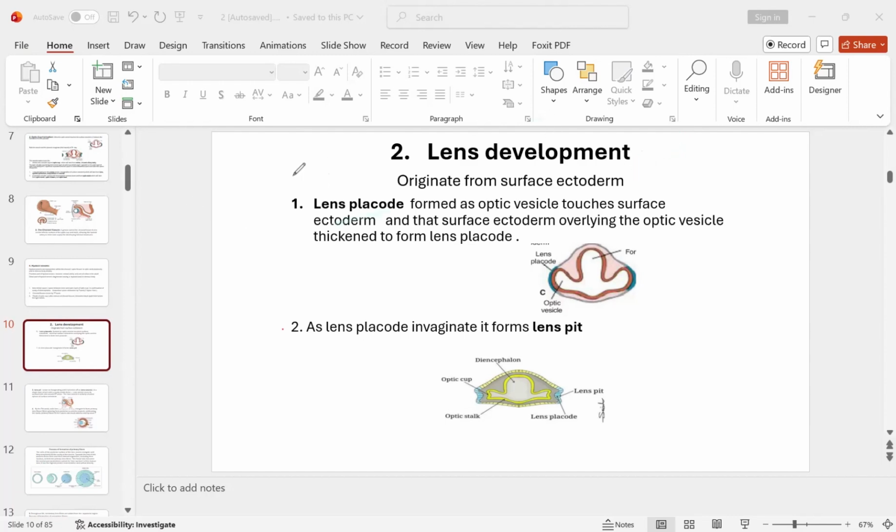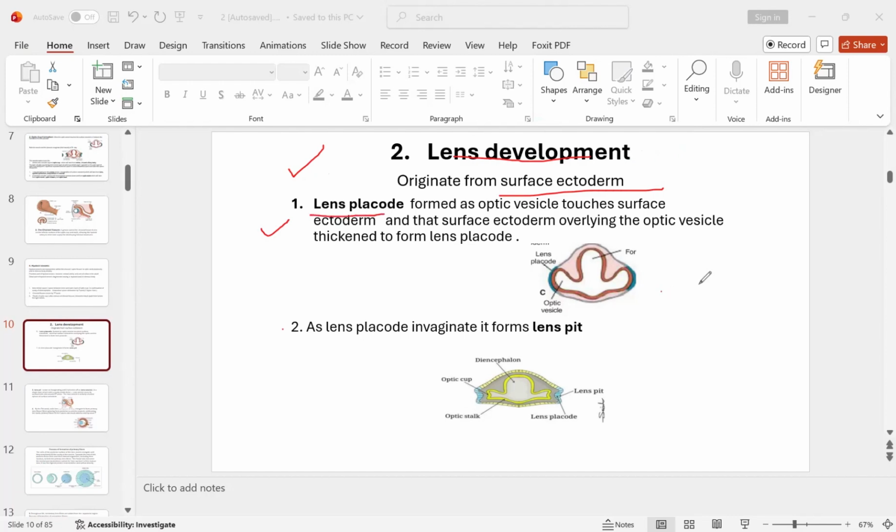So let's firstly talk about the source of lens development. The origin of the lens is the surface ectoderm, because the lens vesicle is derived from the surface ectoderm. So now let's start the process of development. The first step in the development of the lens is the formation of the lens placode.